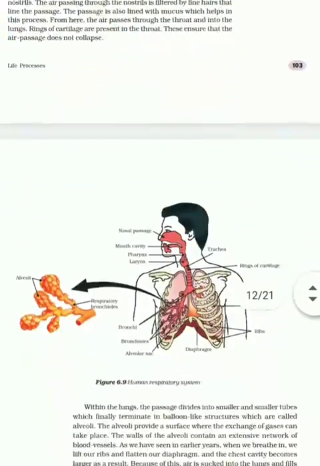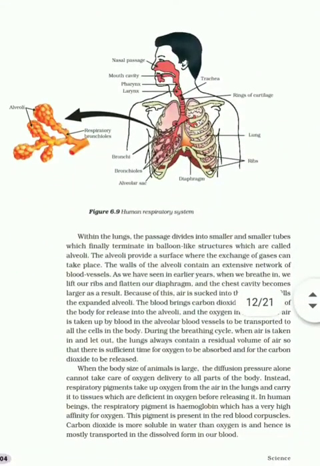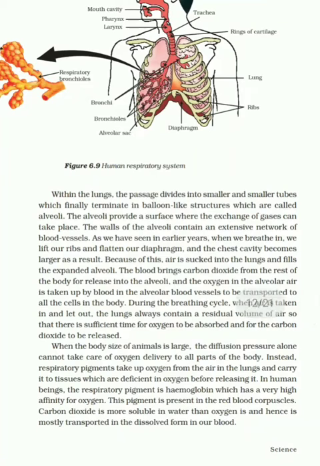After that we did the respiratory system, and I explained that in our respiratory system the alveoli play a very important role. The alveoli are the site for exchange of oxygen as well as carbon dioxide. They provide the surface area for exchange of gases. These alveoli have walls which contain an extensive network of blood vessels, and we know that blood flows through blood vessels.